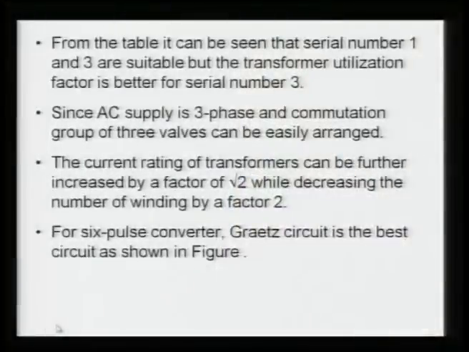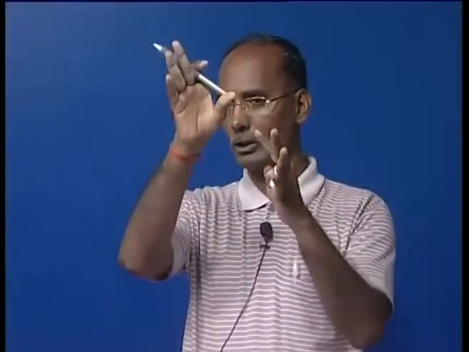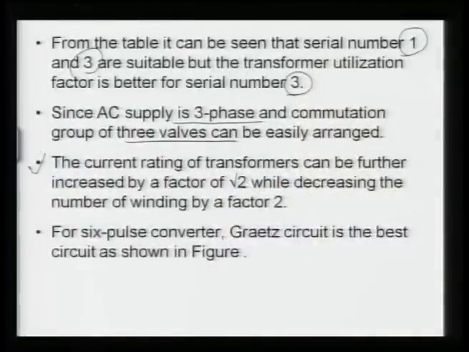So, as I said, whatever I said here, it is written that your number 1 and your number 3 are suitable, but the transformer utilization factor is better for 3. Since the AC supply is 3 phase and commutation groups are 3 valves, it is very easily arranged. Otherwise, you can say 2 in one group here and there, it is a very complex system. Another best advantage of having 3 is here.